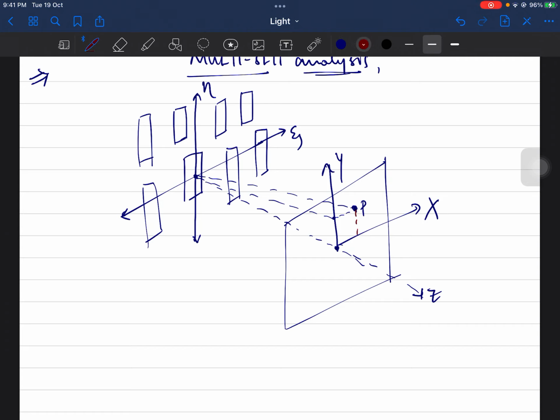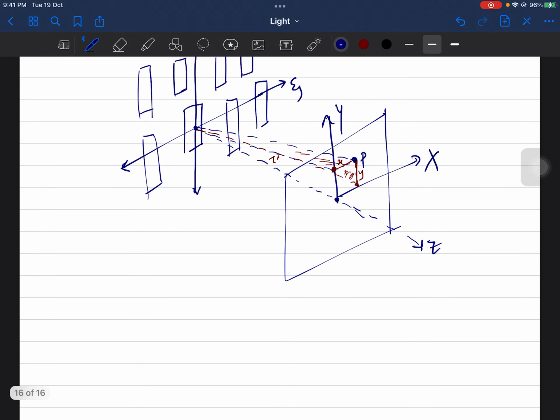Take this color such that I connect it to this. So this is one triangle over here, and this is also one triangle over here. This is x, this is y, this is r prime.